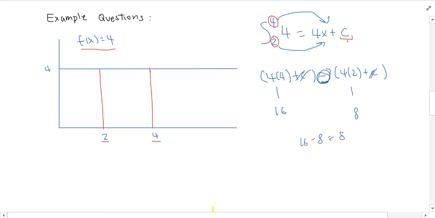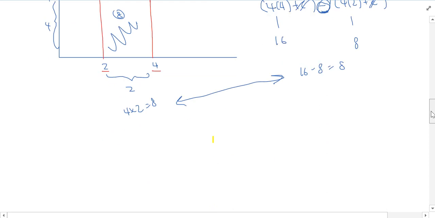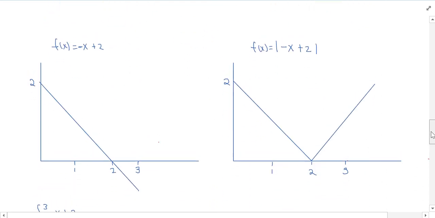And now let's verify that using a more traditional method. So we know that the interval is 2, and the height of the rectangle is 4. 4 times 2 equals 8. So the area is confirmed to be 8, and that does match the answer we got from using the definite integral. So we know that the definite integral is correct. But let's move on to two more complicated ones.